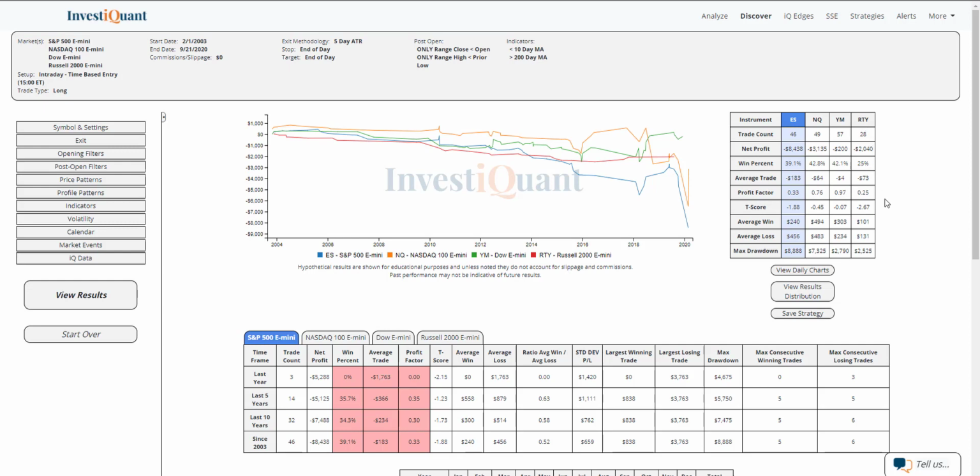And looking at the average win and average loss on these, it looks like the average loss is quite a bit bigger than the average win here in the S&P. For the NASDAQ, it's pretty similar. Average win is a little bit bigger than the average loss in the Dow, and then average loss is just a touch bigger than the average win in the Russell. Let's go ahead and look at the S&P results distribution as well.